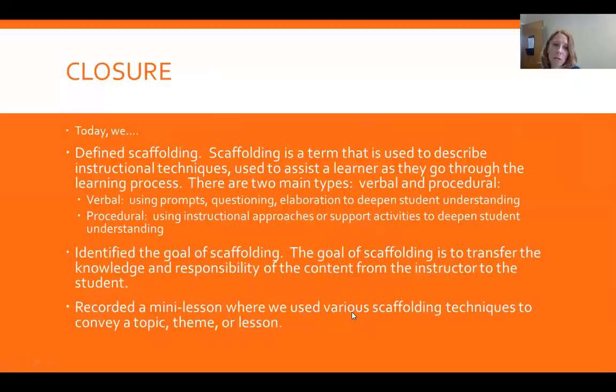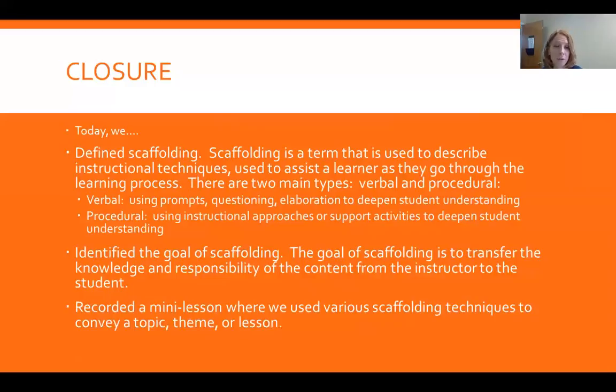Okay, so what did we talk about today? Today we defined scaffolding. We said that scaffolding is a term that's used to describe instructional techniques to assist learners as they go through the learning process. 2 examples are verbal scaffolds and procedural scaffolding.